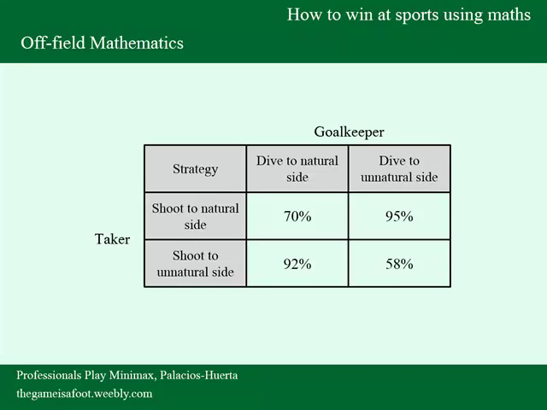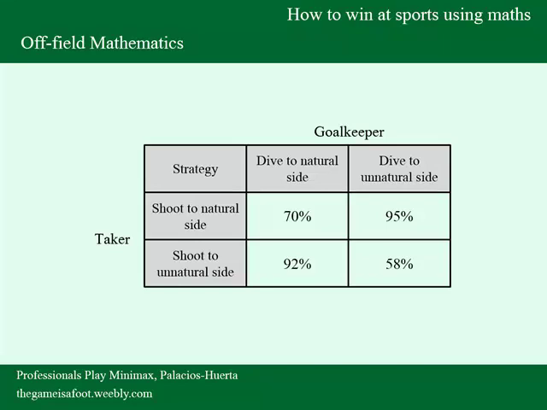The goalkeeper will do the same, except that he wants to minimise it, so he uses minimax. So he looks at all the maximums and tries to have the minimum one. Again, he's trying to mitigate his worst case scenario. So here, if he dives to his natural side, the worst case scenario for him is 92%. If he dives to his unnatural side, the worst case scenario is 95%. In this case, he chooses the natural side. So they've both chosen the natural side.